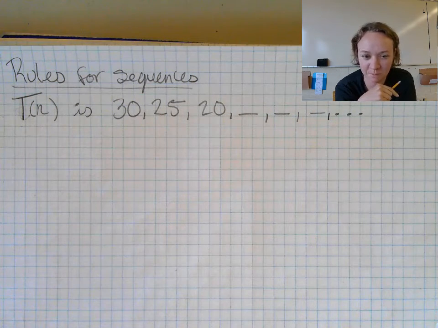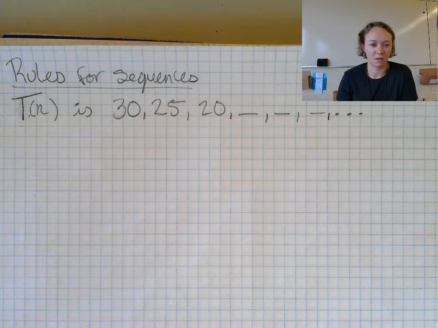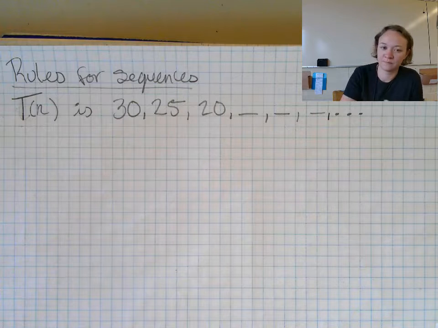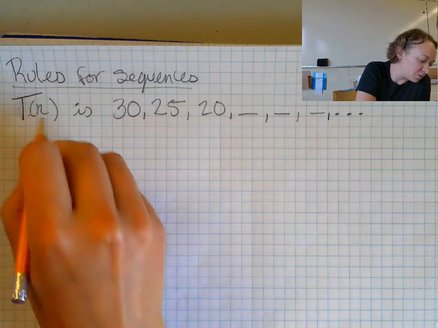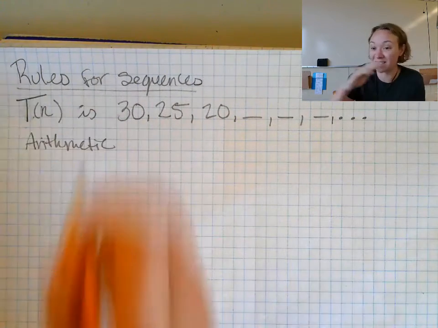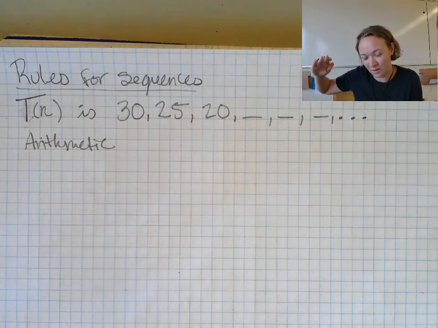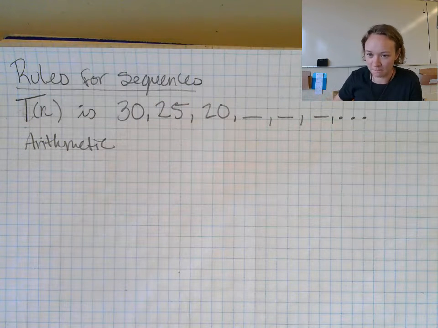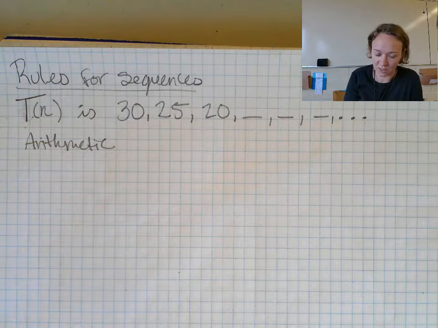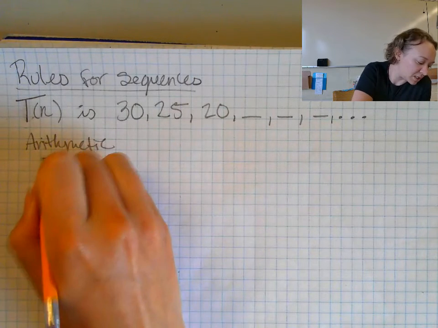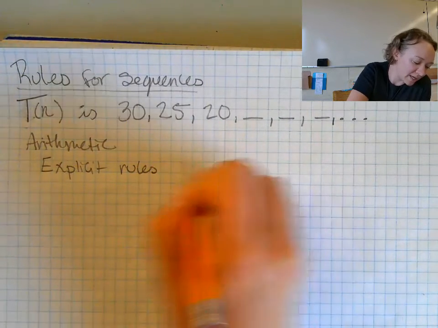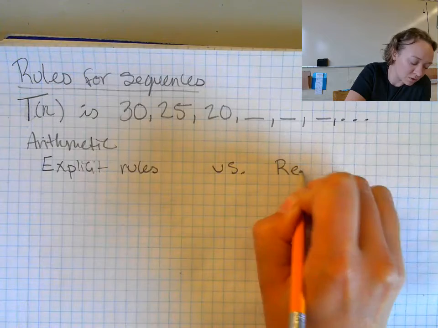How is this pattern growing? All right, and then what type of sequence is this? Hopefully you agree that this is an arithmetic sequence because it's linear. If we graphed this, it would make a straight line, and it's growing by adding or subtracting. So now there's two different types of rules that we can write for sequences. We can write explicit rules, and we can write recursive rules.